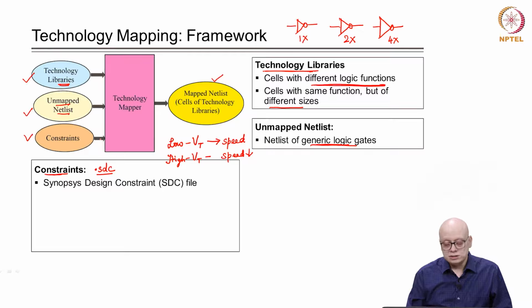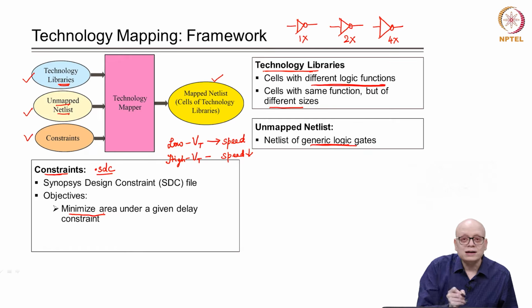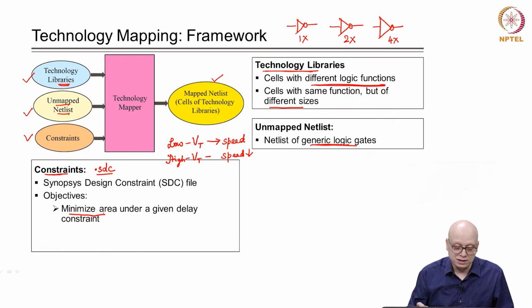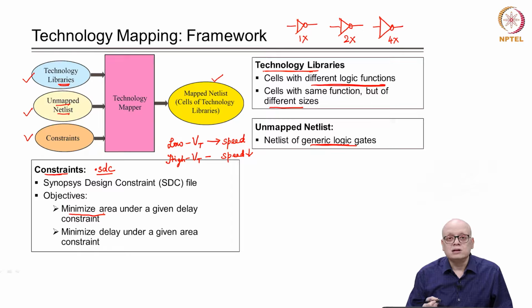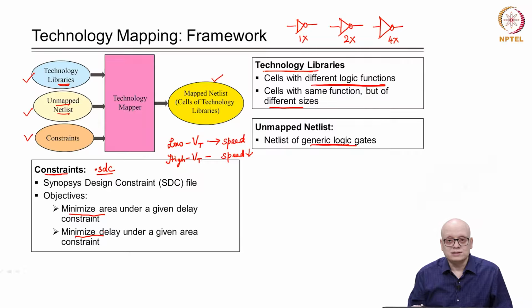And also, while performing optimization, a technology mapper needs to know what objective it is required to meet, right. For example, the objective can be that we want to minimize the area for our netlist under a given delay constraint, or it can be that the mapper should minimize the delay under a given area constraint. So, these are some examples of the objectives that the mapper needs to consider, right.